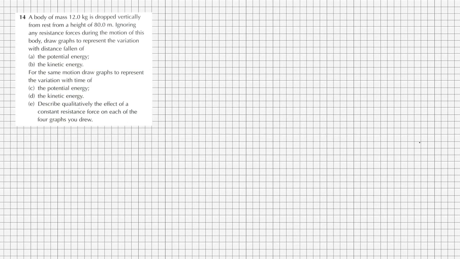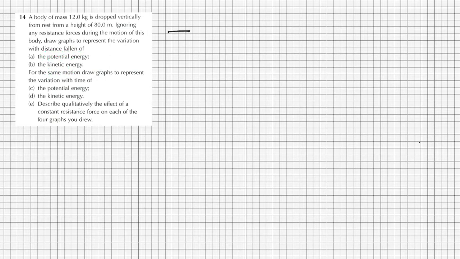All right, so this question says that a body of mass 12 kilograms is dropped vertically from rest from a height of 80 meters. Ignoring any air resistance, we're going to draw the motion graphs that represent potential energy and kinetic energy based on the distance fallen.